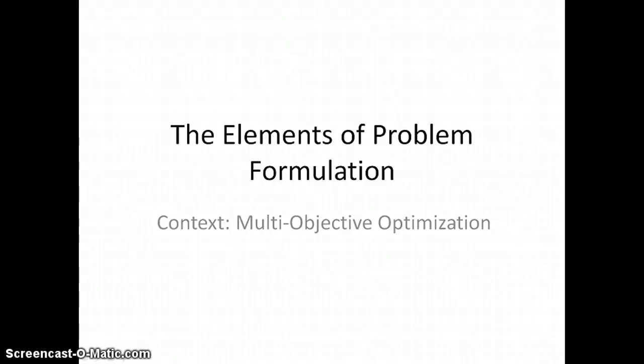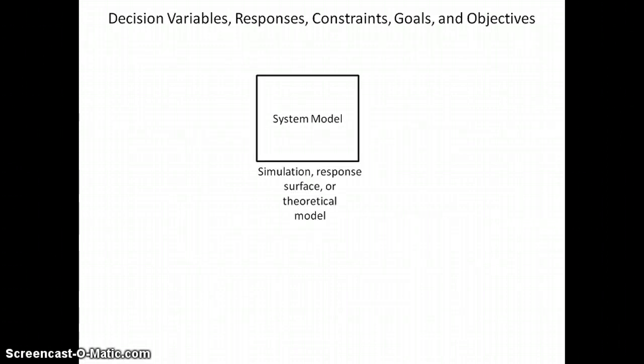In this presentation, I'm going to talk about the different parts of a problem formulation from the context of multi-objective optimization. The central element of a problem formulation is a model of a system. I'm not going to discuss your model in detail. We assume you already have something you want to optimize. Instead, I'm going to define what's important about your model from an optimization standpoint.